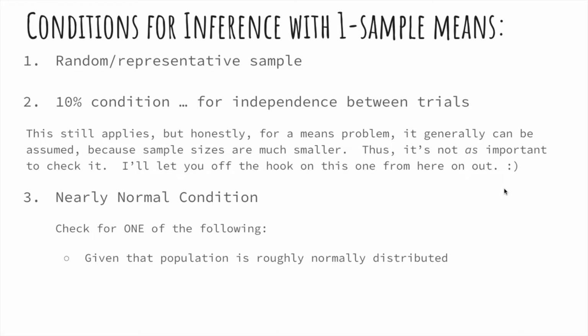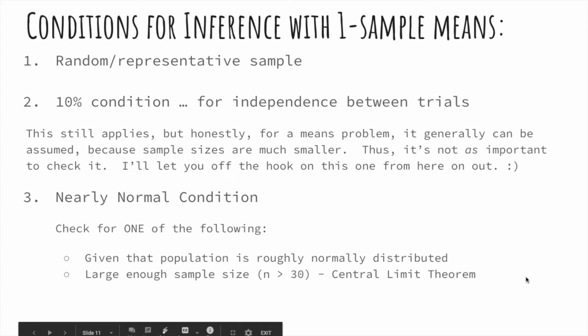But if we're not given that, the second thing we can look for is sample size. This goes, again, back to sampling distributions. The central limit theorem said that if your sample size is bigger than about 30, the sampling distribution will look roughly normal even if the population wasn't. So that's the second way I can check this. Is my sample size bigger than about 30? Because if so, then I'm good by central limit theorem to assume the normal model is going to work for this problem.